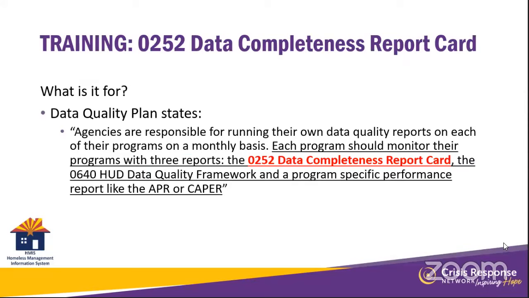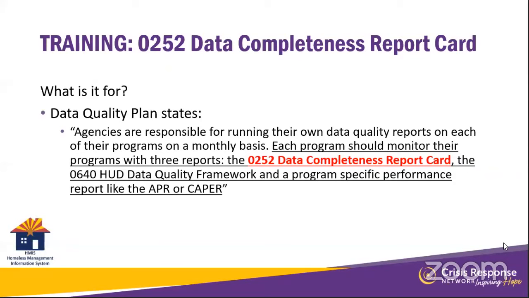All right, the last bit of training we're going over today is reviewing the 0252 Data Completeness Report Card. So what is it for? How can it be used? Primarily, it is used to monitor your agency's data quality. As our data quality plan states, agencies are responsible for running their own data quality reports on each of their programs on a monthly basis.